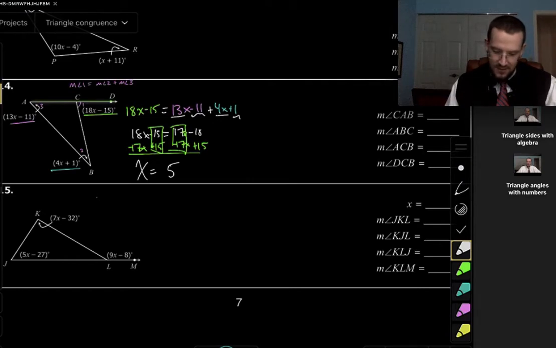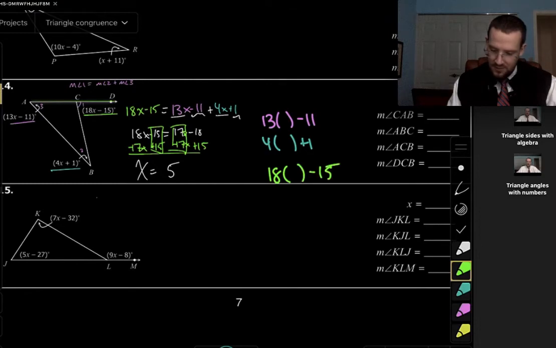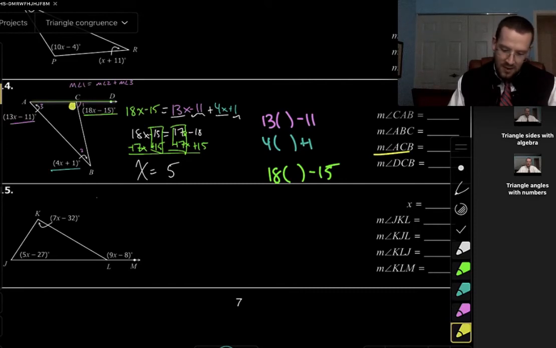CAB, that's our one in pink. So this is going to be 13 times x minus 11. ABC, that's blue. So this one's going to be 4 times x plus 1. ACB is an angle that we will just have to find. And then DCB, this is our angle in green. So this is going to be 18x minus 15. The only one we really have to find here is ACB, and that's going to be this angle in here in yellow.